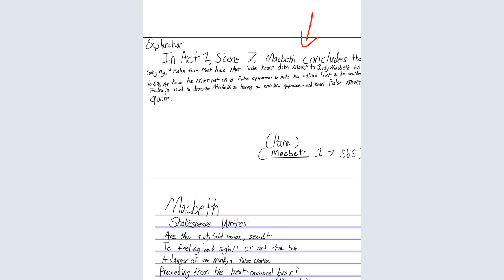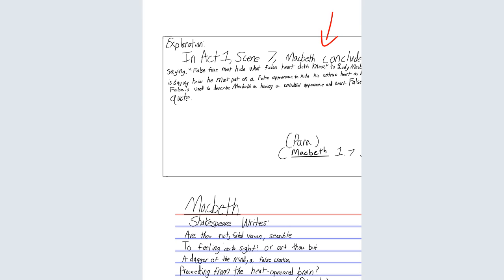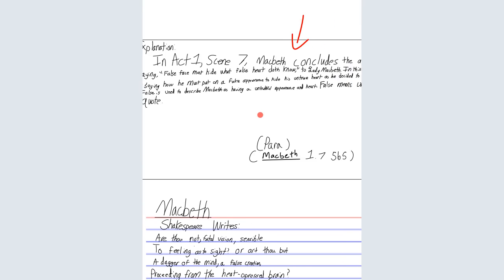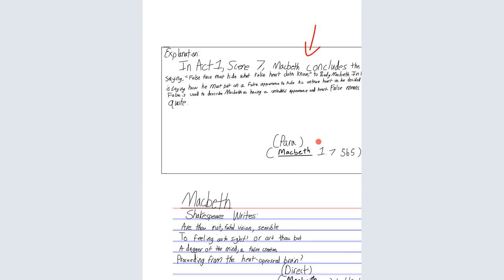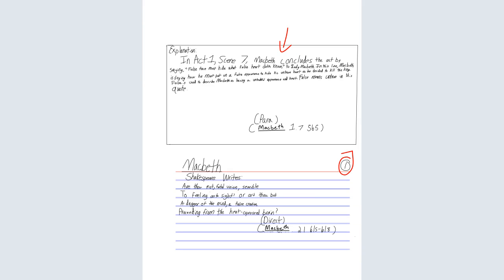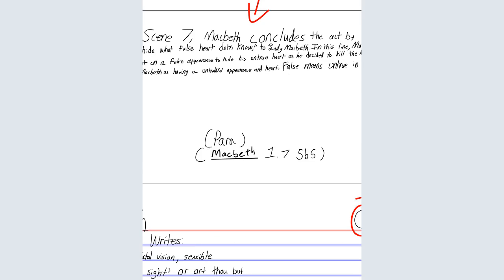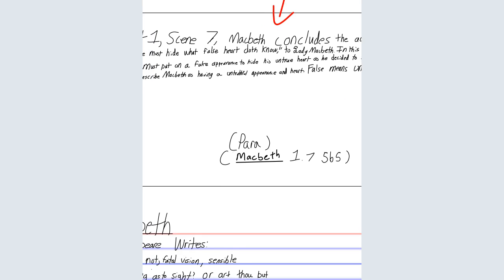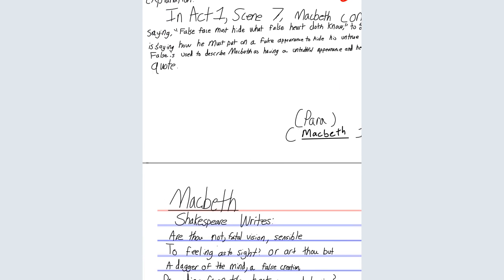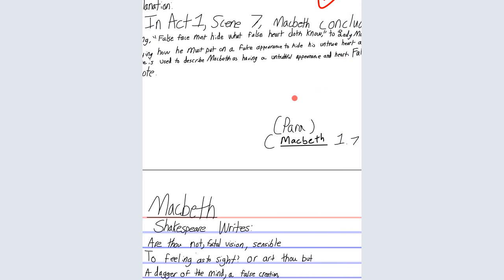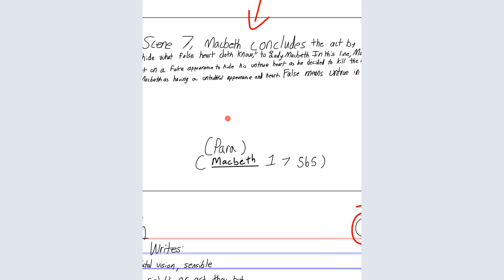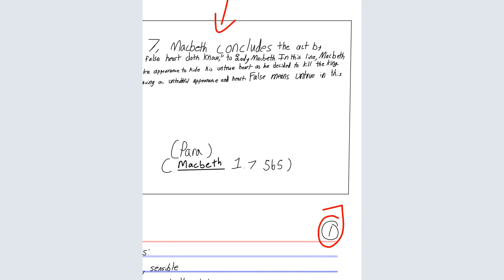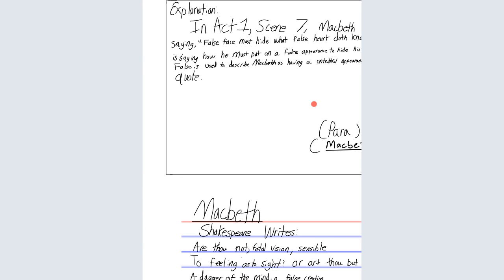You're going to paraphrase or make the explanation. I like the way the student does this. Make the explanation that in Act 1, Scene 1, Macbeth concludes the act by saying, "False face, hide what the false heart doth know," and says it to Lady Macbeth. In this line, Macbeth is saying how he must put on a fake appearance to hide his untrue heart, as he has decided to kill the king.